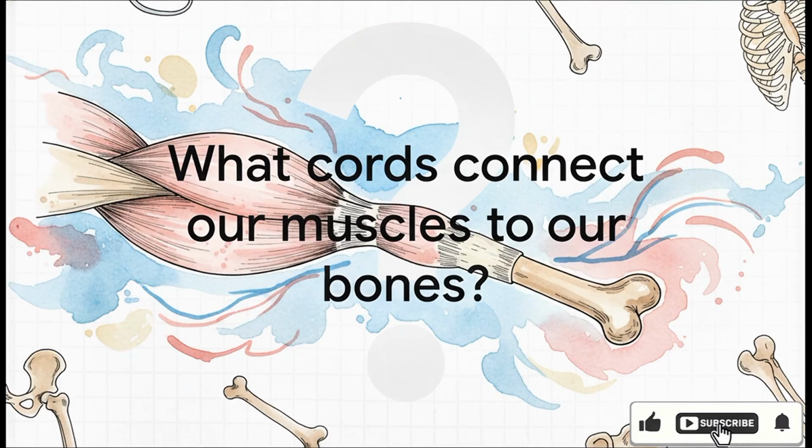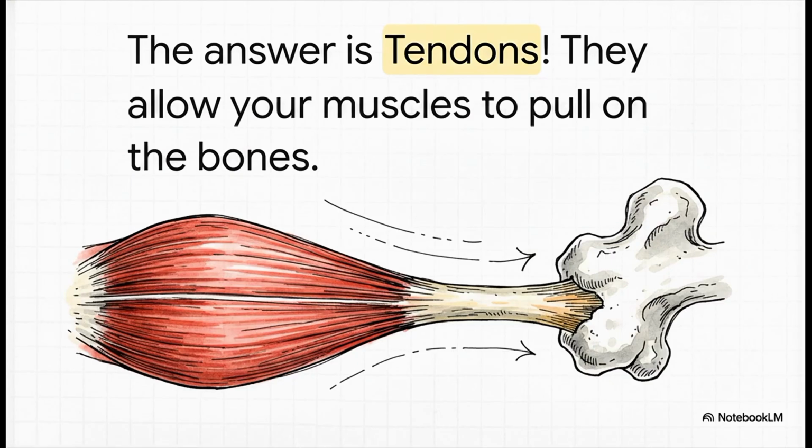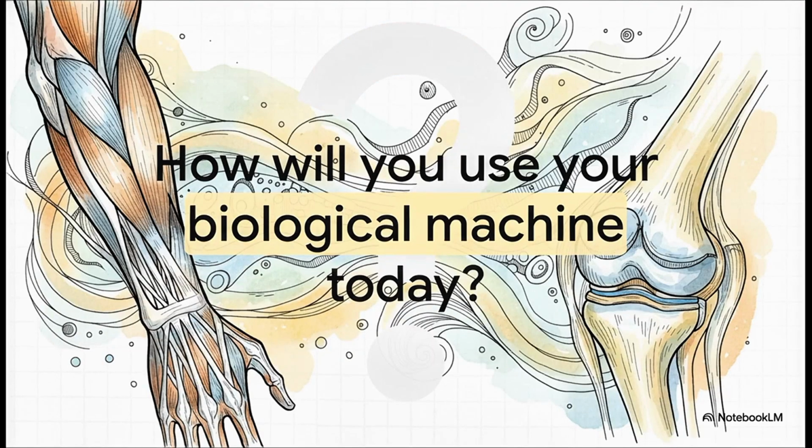Okay, question number 2. Think about how our whole body is fastened together. What do we call the biological cords that connect our muscles to our bones, which actually allows us to move? Drum roll, they are tendons. Remember that crucial distinction we made. Ligaments are the bands linking bone to bone, but tendons are the essential cords that let your muscles pull on the skeletal framework. And that brings us to the end of today's explainer.